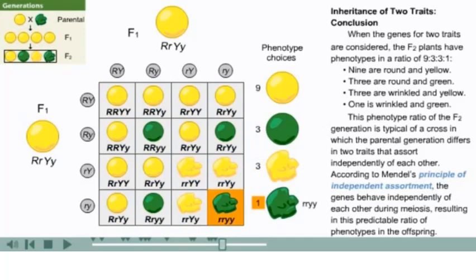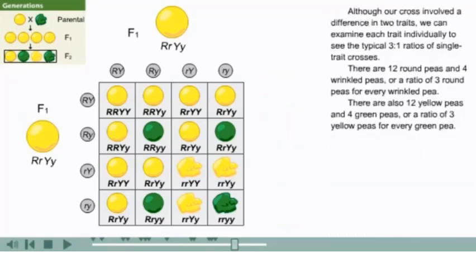9:3:3:1 ratio. 9 are round and yellow, 3 are round and green, and 3 are wrinkled and yellow. 1 is pure wrinkled and green. It means pure homozygous. According to Mendel's principle of independent assortment, the genes behave independently. So try to make this Punnett square by yourself.